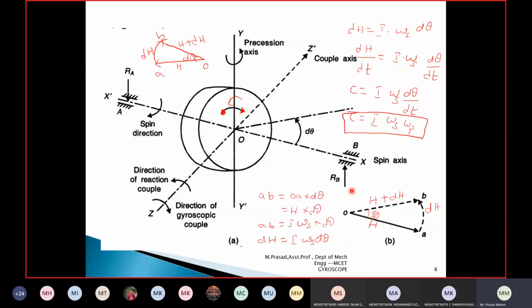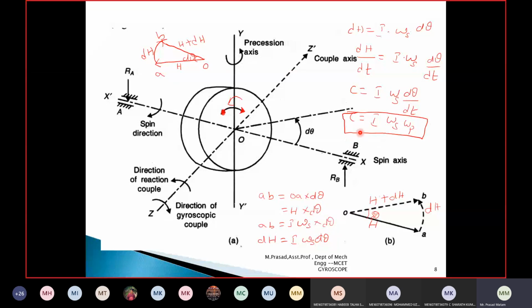Point our options. When the disk rotates clockwise, this is the diagram we are getting. When the disk rotates anti-clockwise, this is the diagram we are getting. If you see this and this, these two are opposite to each other, mirror images.